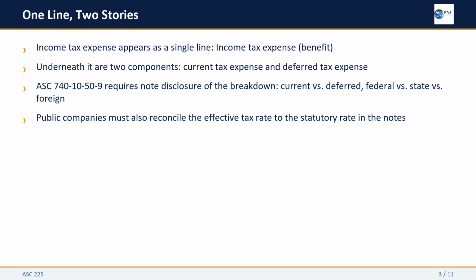There is a standing temptation to treat the income tax line as a black box, one number, move on. That is a mistake. Behind that single line sit two distinct components: current tax expense, which is the amount actually owed to tax authorities for the period, and deferred tax expense, which represents the change in deferred tax assets and liabilities. ASC 740-10 requires a breakdown of both in the notes, split by current versus deferred and by jurisdiction, federal, state, and foreign. Public companies go further. They must reconcile their effective tax rate to the statutory rate.